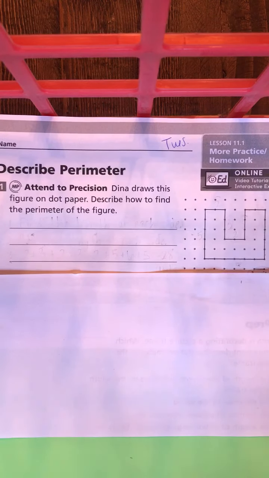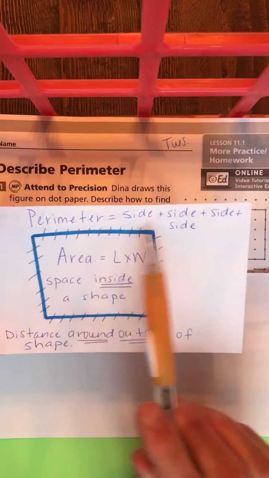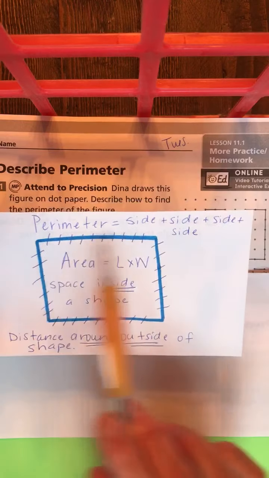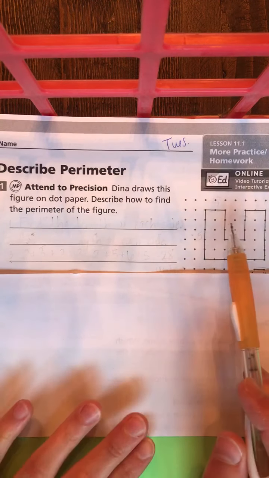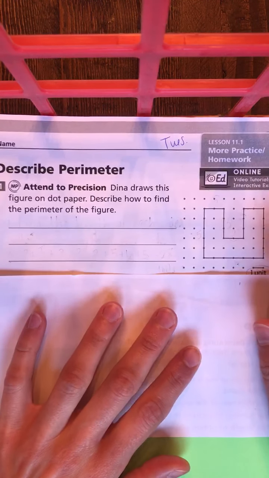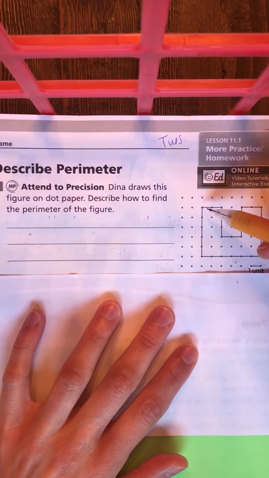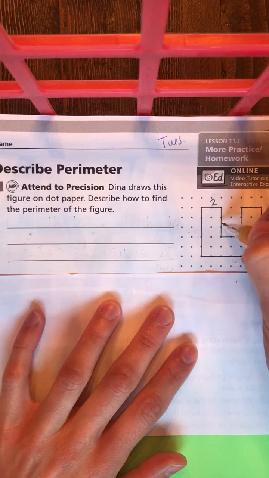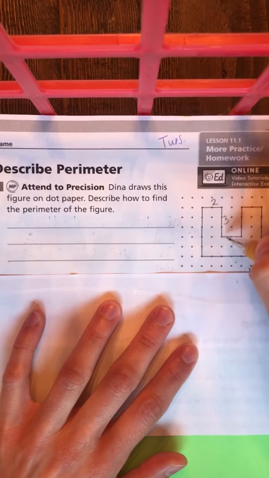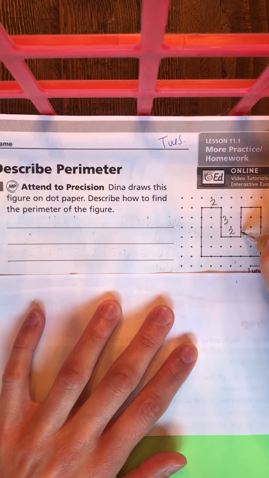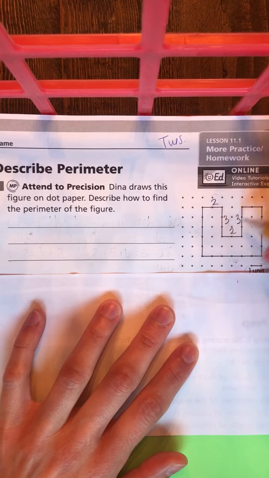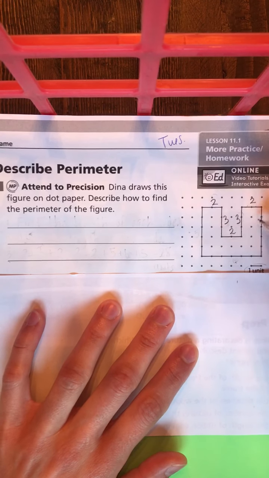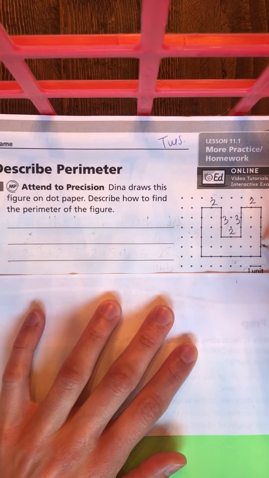Well, remember, perimeter is the distance around the outside of the shape. So we have to use the dots to help us figure out the length of each side. So we're going to count the length of each side. So you can do this with me. 1, 2, and I'm going to label each side. 1, 2, 3. 1, 2. 1, 2, 3. 1, 2. 1, 2, 3, 4, 5.